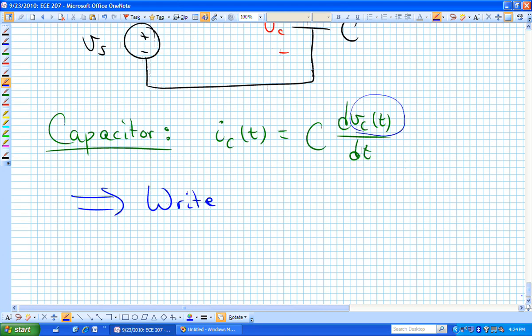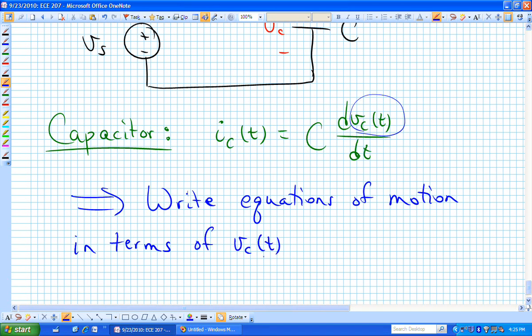And because of that, we are going to write the equations that govern the dynamics of this circuit, or we're going to write the equations of motion. When we have capacitors, we're going to use those capacitor voltages to write those equations. We're going to write equations of motion in terms of V sub C of t. And for these first order transients, or maybe let me just go back.